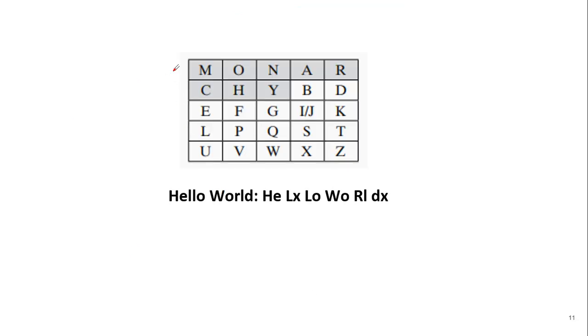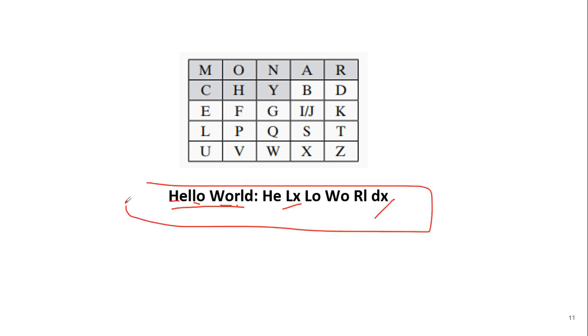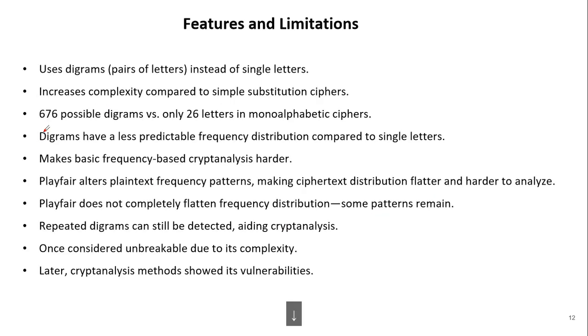One more example here, in which the keyword is monarch and the remaining characters are filled, and the plaintext is hello world. So HE, then LL is coming, so we are adding X, then next LO, WO, RL, and the last D is filled with X. In this way the digrams are created, and after that for each digram we need to apply the encryption rules. So you also try this example.